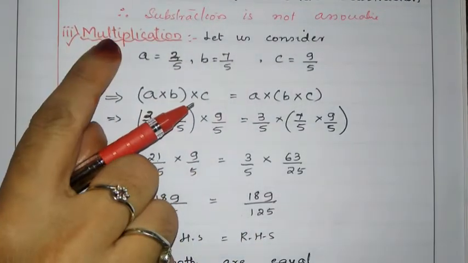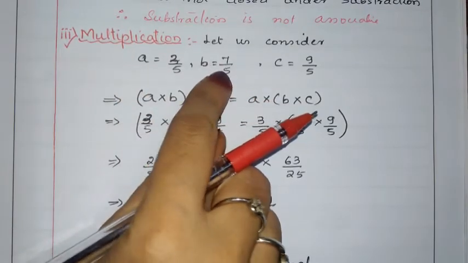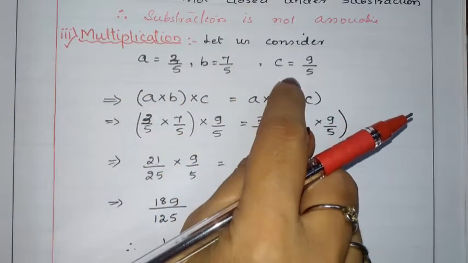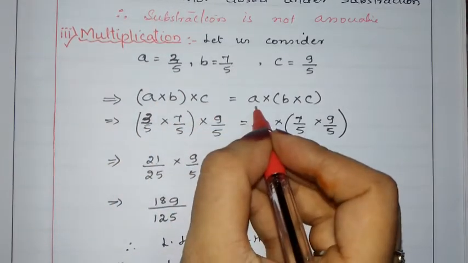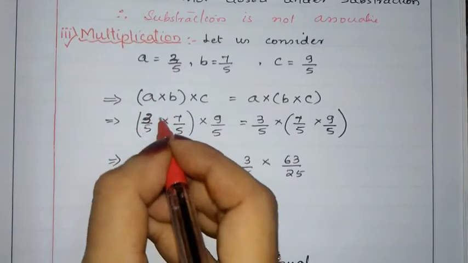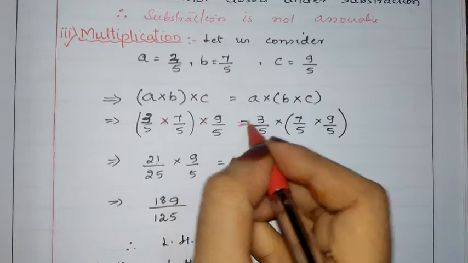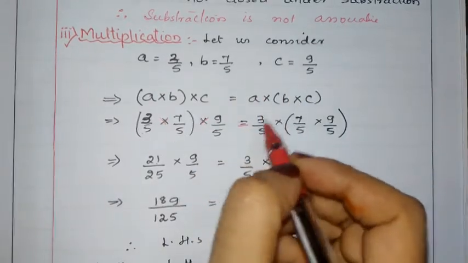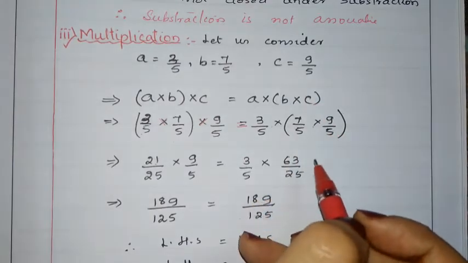Okay. Multiplication. I have considered a equals 3 by 5, b equals 7 by 5 and c equals 9 by 5. (a into b) into c equals a into (b into c). On the left, a is 3 by 5 into b is 7 by 5, into c is 9 by 5, equals the same thing: a 3 by 5 into b 7 by 5 into c 9 by 5.